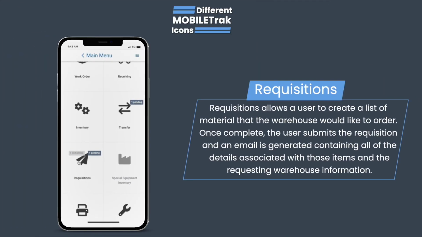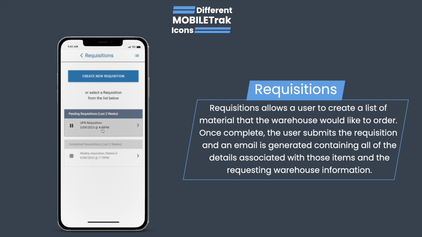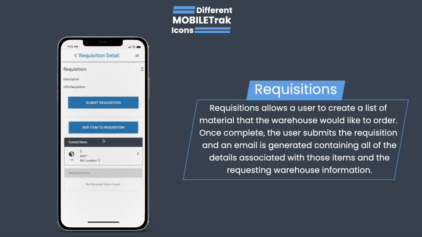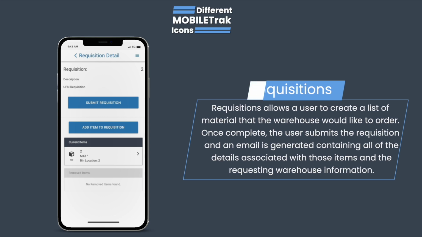Requisitions. Requisitions allows a user to create a list of material that the warehouse would like to order. The user will create the requisition, enter a description, and add items to the list. Once complete, the user submits the requisition, and an email is generated containing all of the details associated with those items and the requesting warehouse information. The email is sent to whatever email address the customer has designated. Attached to the email is the requisition information in spreadsheet form.